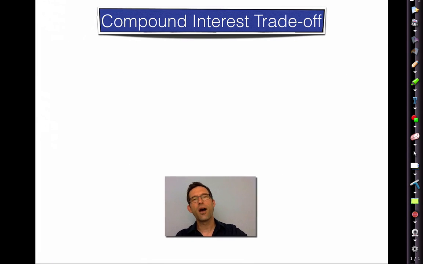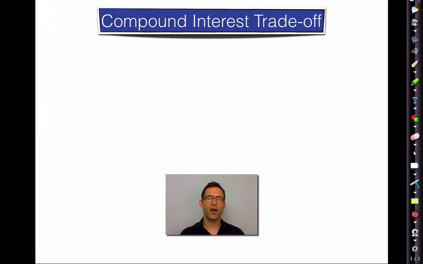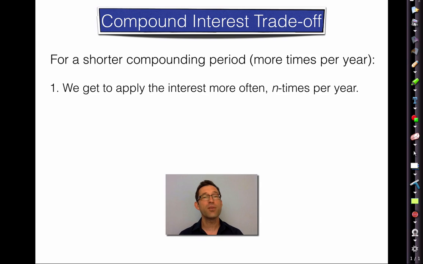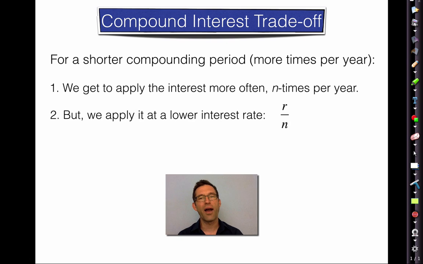Okay, the compound interest trade-off. For a shorter compounding period, more times per year, like quarterly or monthly or daily, we get to apply the interest more often, n times per year. So if we're compounding quarterly, n is 4. If we're compounding monthly, n is 12. If we're compounding daily, n is 365. But the interest rate will always be given as a percent per year. So we have to apply it at a lower rate.